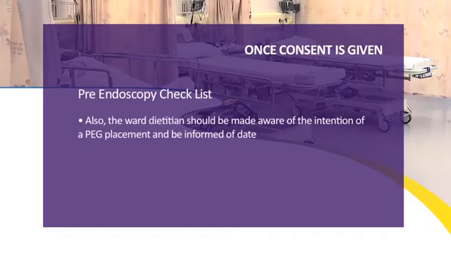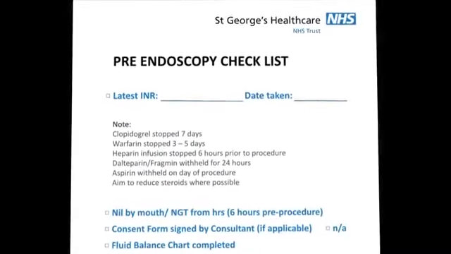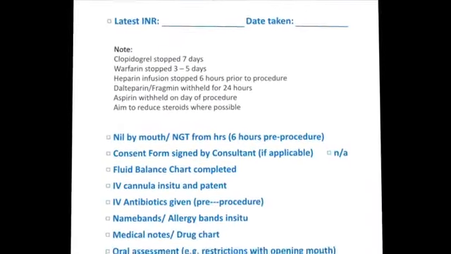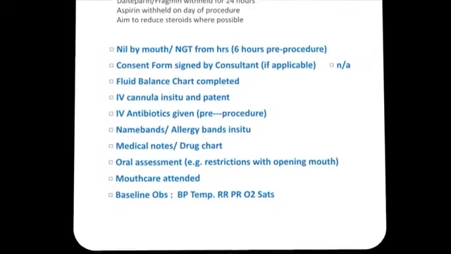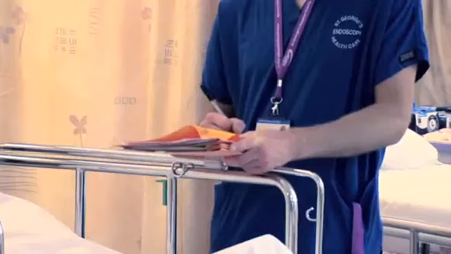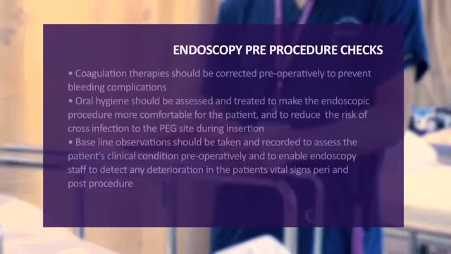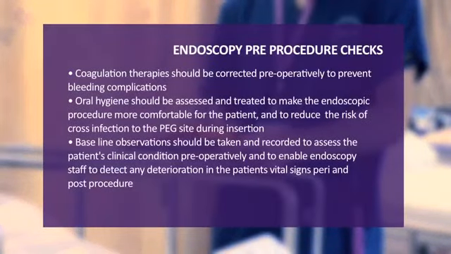Also, the ward dietitian should be made aware of the intention of a PEG placement and be informed of the date. Here's a sample pre-procedure checklist from St George's Hospital in London. You'll have your own version. The endoscopy team should be aware of any potential problems relating to bleeding prior to the procedure to maximise patient safety.